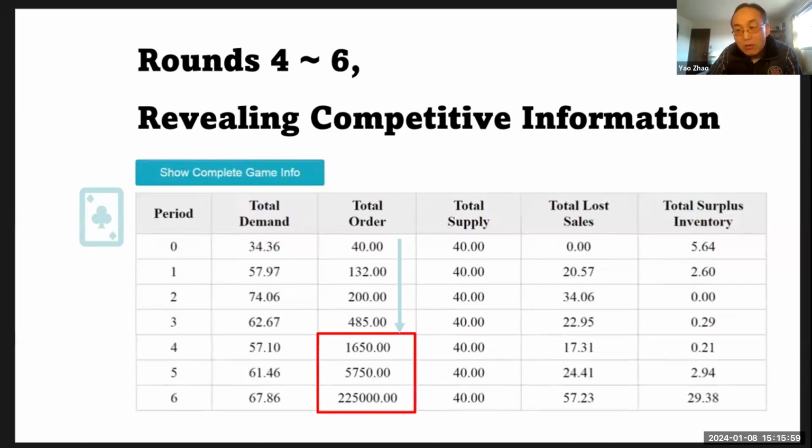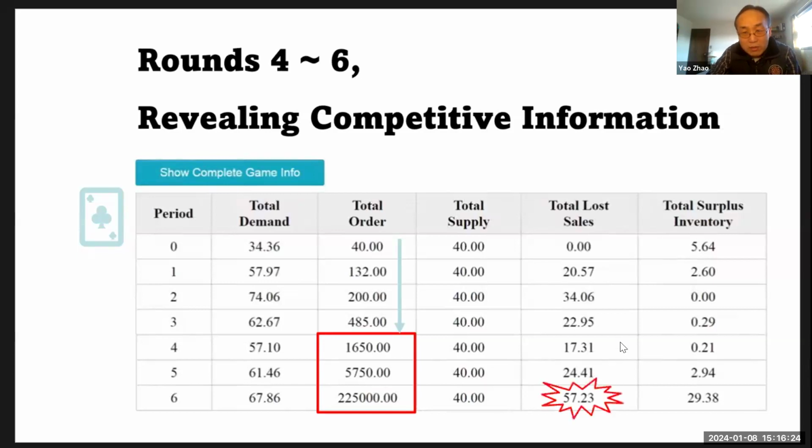Because they can clearly see a significant order inflation, despite a stable demand. Demand is random, stable. So since then, speculating competitors' orders becomes the only important thing, and eventually, demand becomes completely irrelevant.